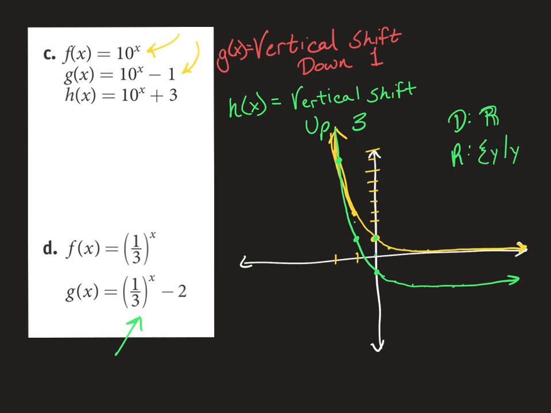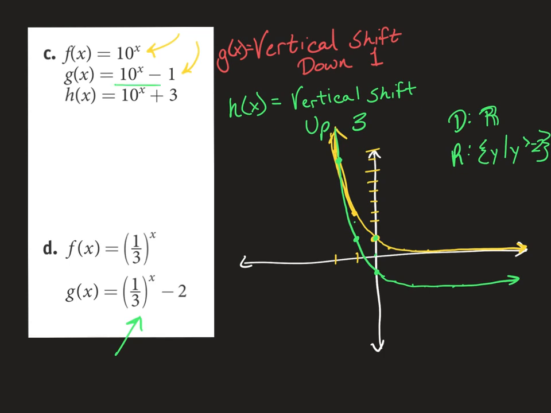Y, where y is greater than 0. Well, this one's been shifted down 2 units, so we can actually get lower than 0, and since it was down 2, our new range is y greater than -2.